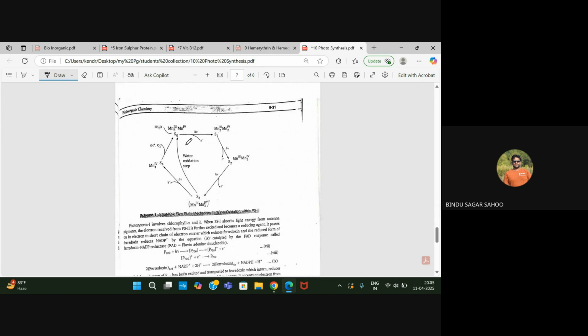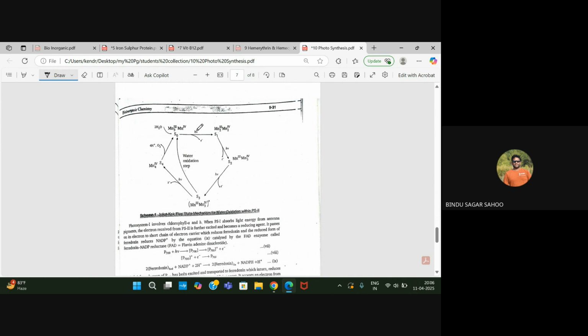You can see here initially manganese III, manganese IV is present. After addition of 1 hν, there will be removal of 1 electron. We can get Mn3 Mn2 IV. Further, there will be addition of 1 hν, and there will be removal of 1 electron. It gets converted to Mn3 IV. Further, there will be addition of another hν, and it gets converted to Mn3 IV.